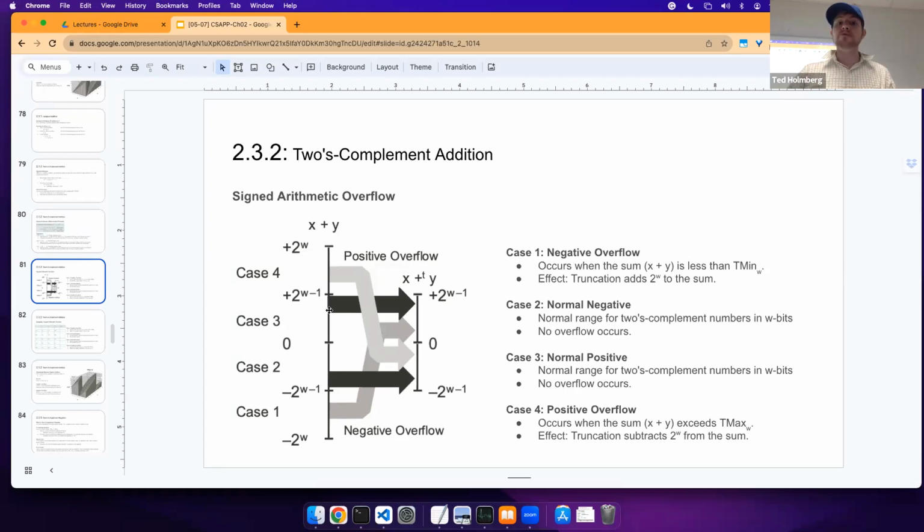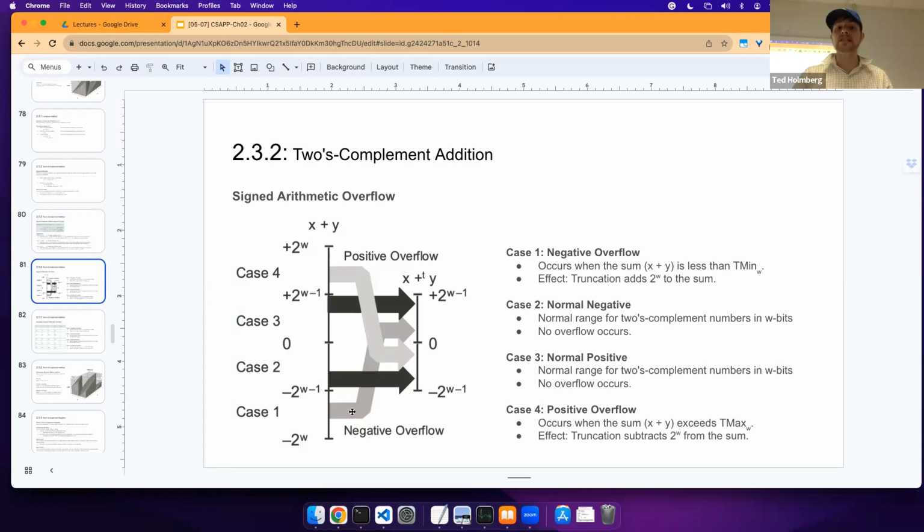So where I have my black arrows, that's going to be case 3, and that's going to be case 2. No overflow occurs. I can treat those. That's the normal range for my 2's complement numbers in W bits. So I don't have to do anything exceptional. Now, my exceptional cases occur in case 4 and case 1.